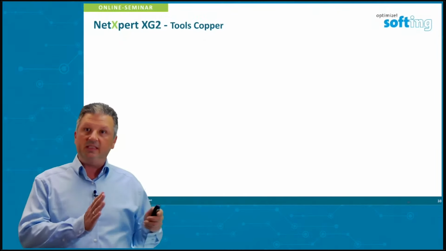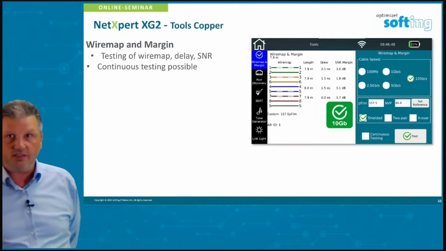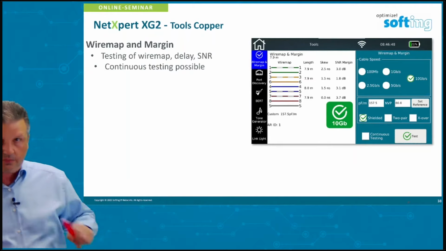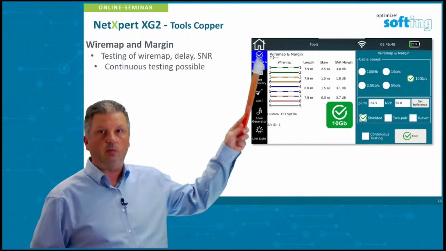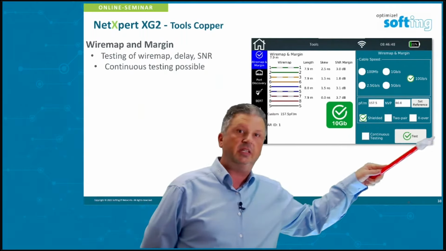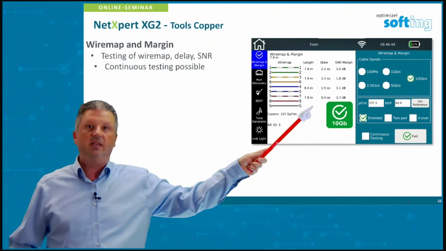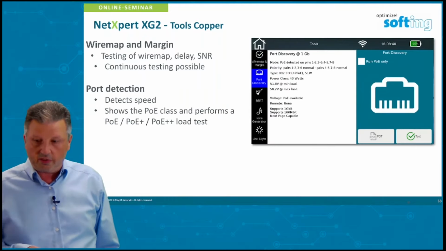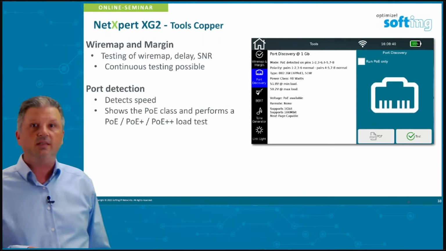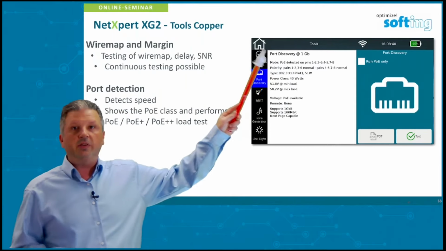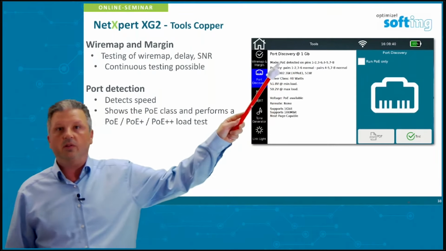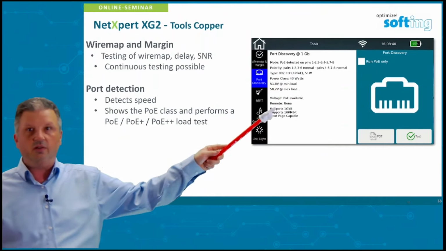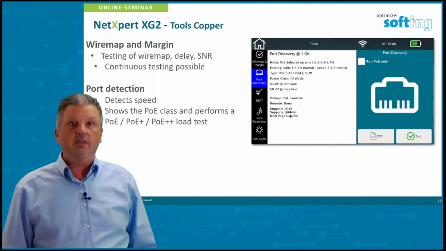When we go a little bit into details, how easy this is. The first is wire map and the margins on it. Again, you can see here on the simplified tool test the wire map and your setup definition, and you can start and you see really fast the result. The next is the port detection or also the power over Ethernet measurement. You see what is detected, on which port you are, which speed was on it, and also which class was detected and how good it was. So this is also really a big part of the measurement.